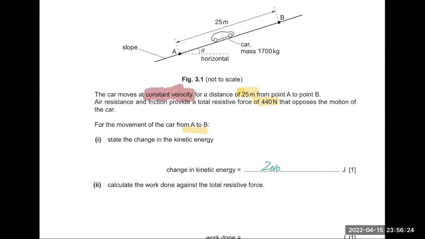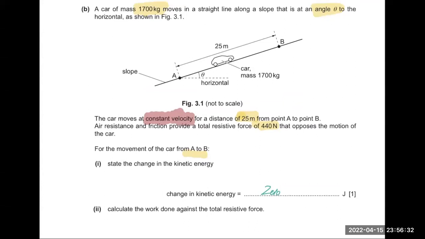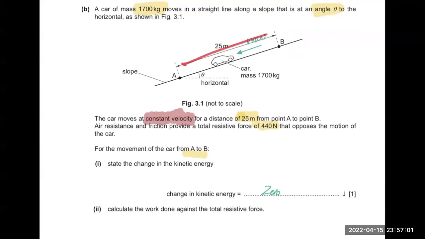Calculate the work done against the total resistive forces. What is the work done against the total resistive forces? The total resistive forces are 440 newtons, and they oppose the motion of the car. So this is the direction in which you have resistive forces, opposite to the motion of the car. So the car needs to apply at least 440 newtons to oppose this resistive force. And the distance moved in this direction is 25 meters.